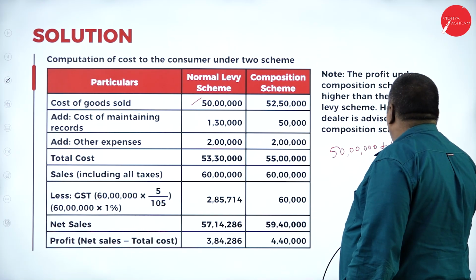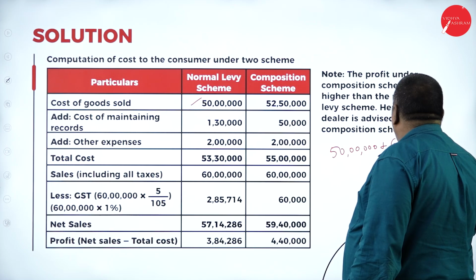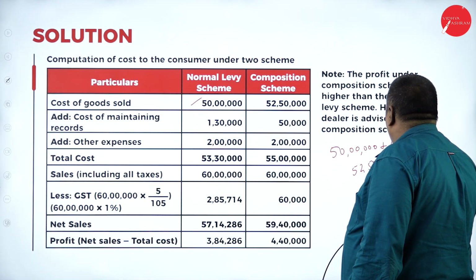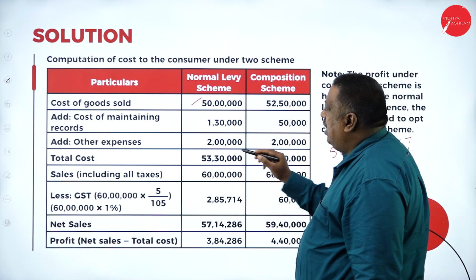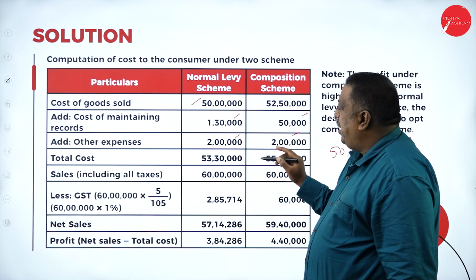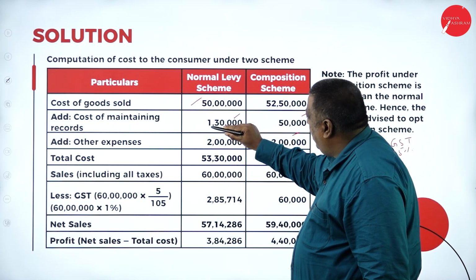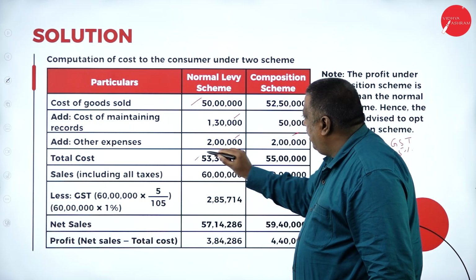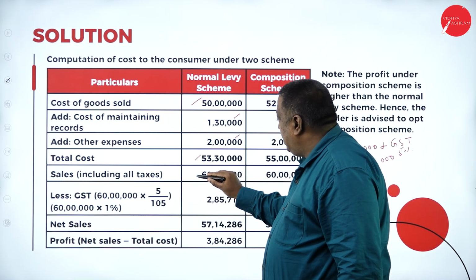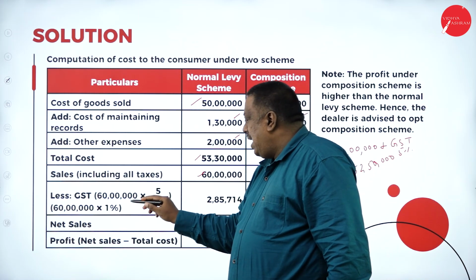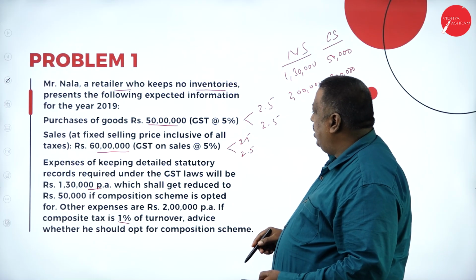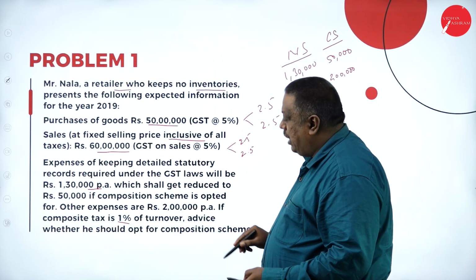Plus GST at 5%, so it will be 52 lakh 50,000. And expenses: 1 lakh 30,000 or 50,000, and 2 lakhs, 2 lakhs. So my total cost will be 53 lakh 30,000 in the normal scheme. And the sales I made were 60 lakhs. On 60 lakhs, 5 by 105, which is inclusive of GST. The word we have here is inclusive.